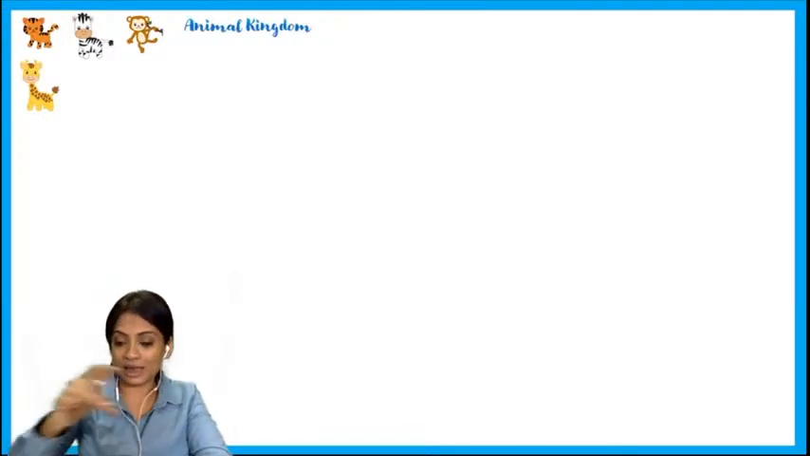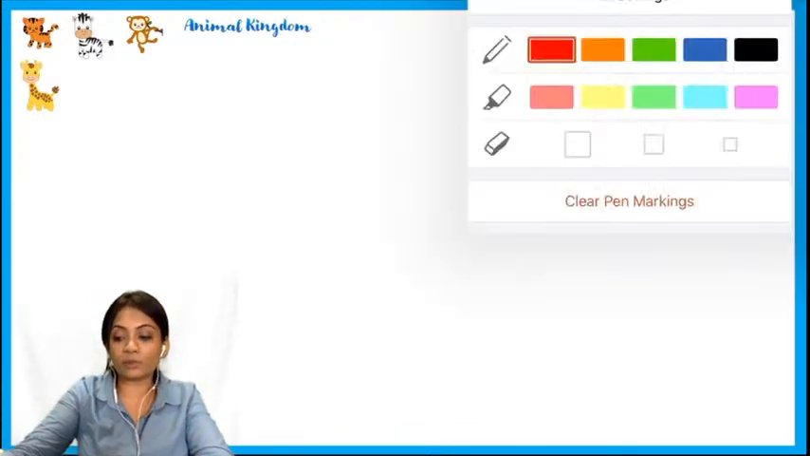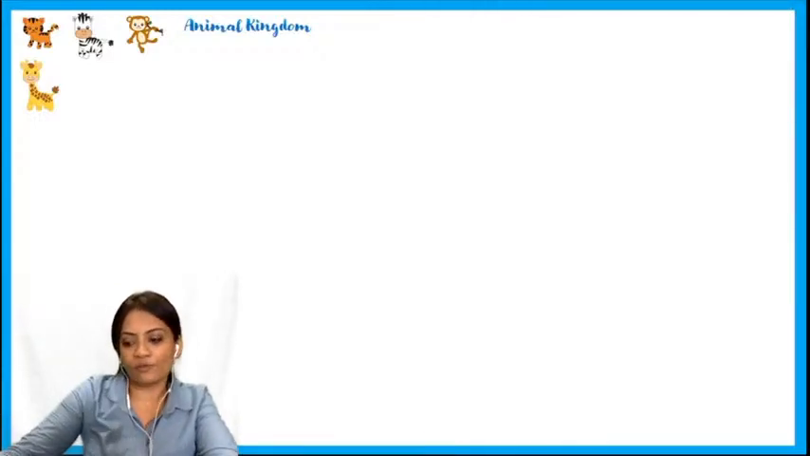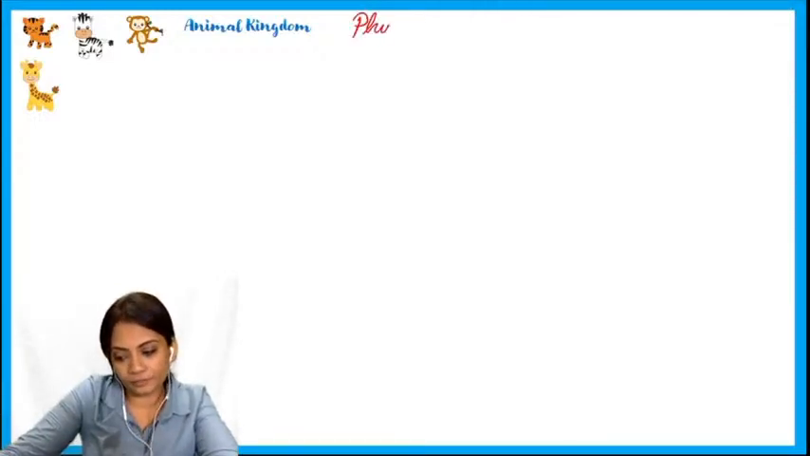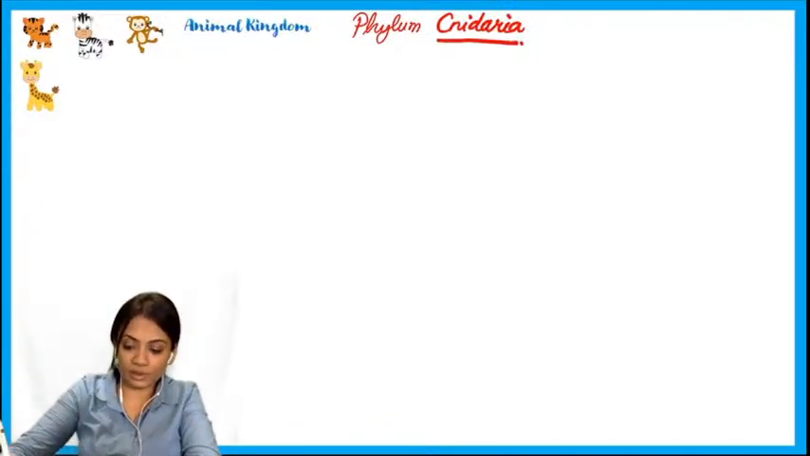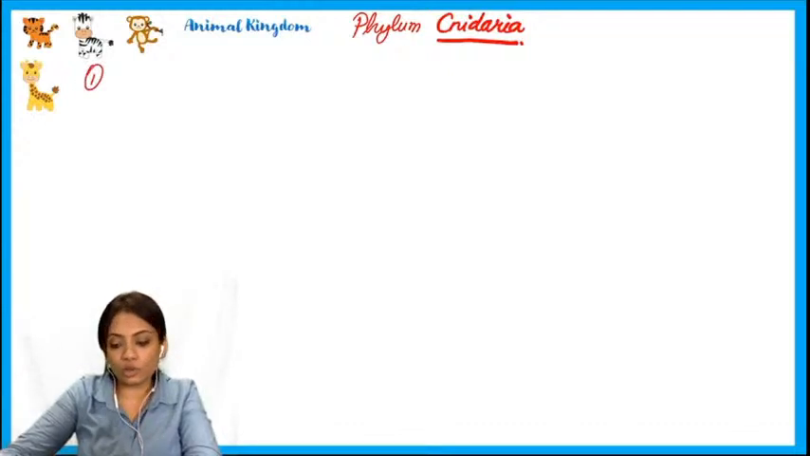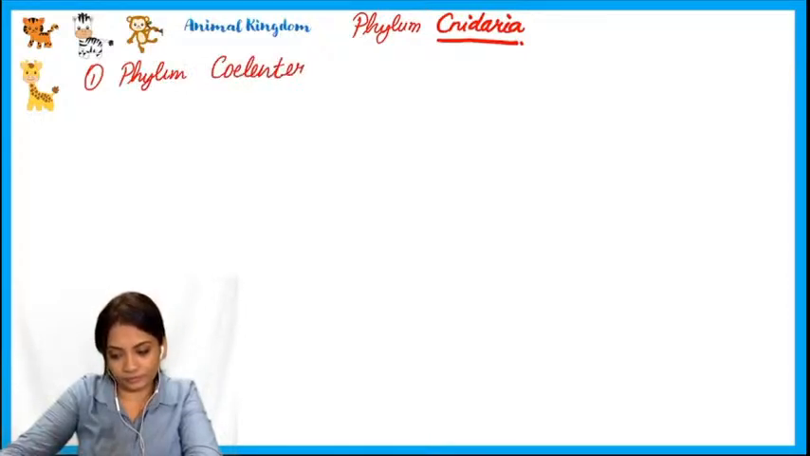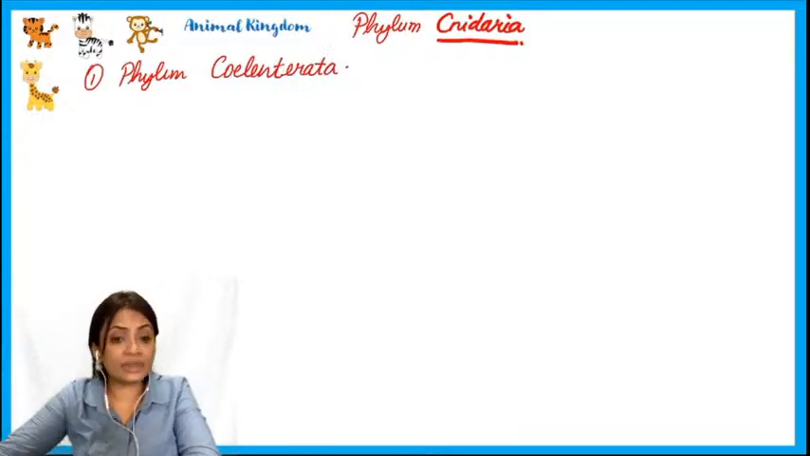Just tell me, let's just revise what were those important pointers that we learned. If we're talking about phylum Cnidaria, in this phylum the first important thing that we need to remember was that it can also be called as the phylum. What was it called as? It was Phylum Coelenterata. Also called as Phylum Coelenterata.